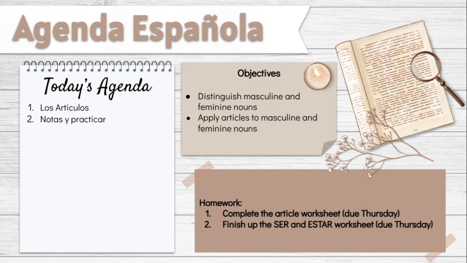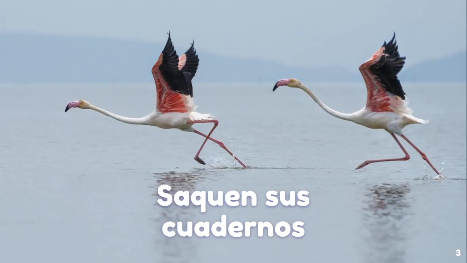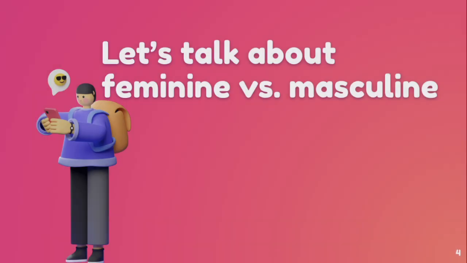All right, and so I'm going to walk you through los artículos en español. So it's masculine and also feminine, with nouns and adjectives too. Okay, so we're going to cover articles and nouns, and we're going to look at how we use both definite and indefinite articles with nouns, okay? So, saquen sus cuadernos, take out your notebook, so that way you can write this down. So, primero, we're going to talk about femenino y masculino.